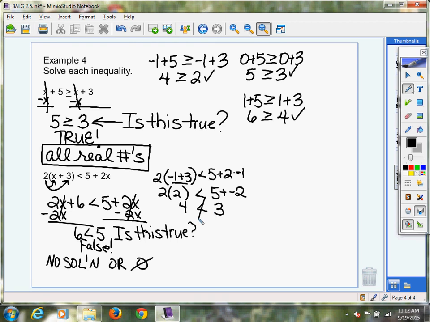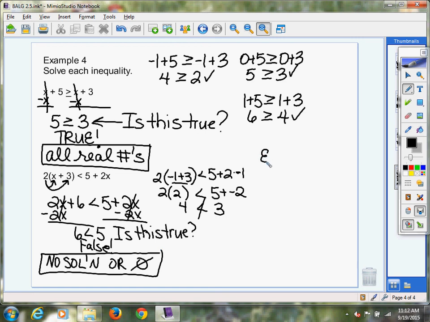It doesn't work. You could try 0. You could try any number on this planet. It's not going to work. It's never going to work. So it doesn't matter what you plug in for x, it will never work. The left side will never be smaller than the right side. So that's why we have to say that this is no solution. Okay, so I just showed you an example of when you lose your variable and all real numbers is your answer, and I just showed you where the answer could be no solution.